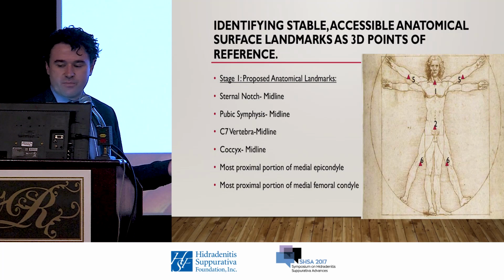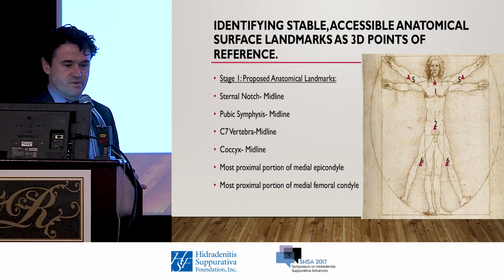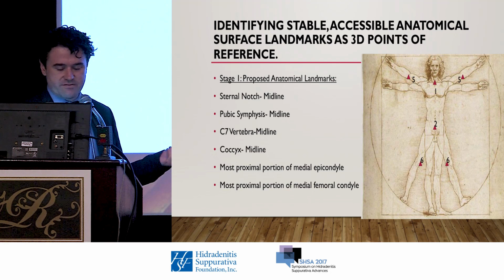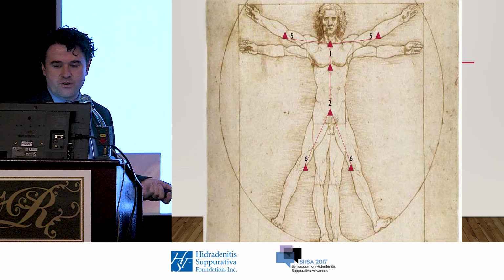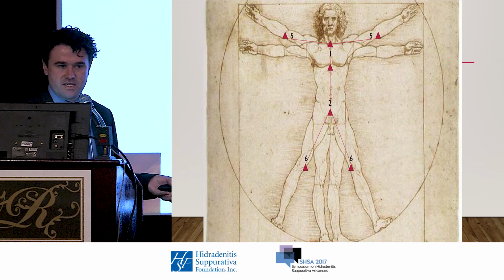Now, these are the proposed anatomical landmarks which we are basically using for both the anterior and posterior surfaces of the patients, and basically just using these simple descriptions as our basis for validating how accurate this is in terms of identification.